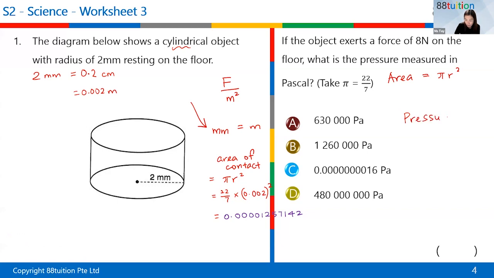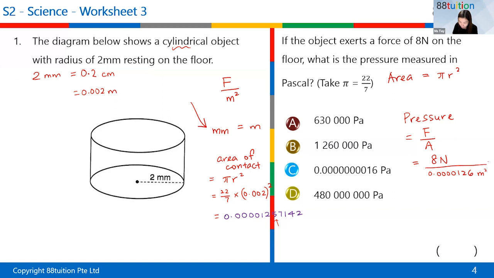Okay, so we use the formula stated by LeBron, right? Yeah, LeBron, yours is force over meter square. It's actually force over area. So we take the force of 8 newtons, then divide by our area, which is 0.0000126. Okay, so I round up over here.